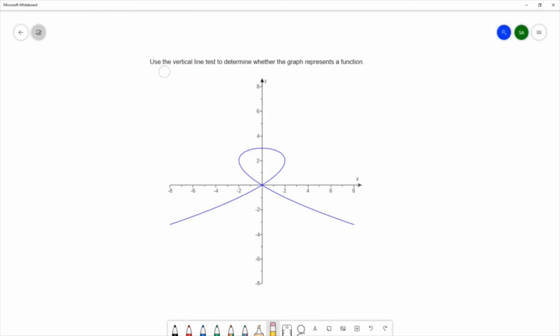This question says, use the vertical line test to determine whether the graph represents a function. So we're given this picture of a graph. That graph will be a relation, but we want to know if that graph is a function. So we use the vertical line test to determine this. In the vertical line test, we're drawing vertical lines all over the graph.